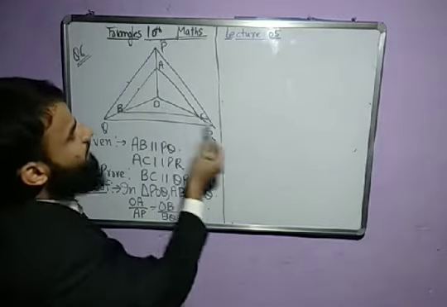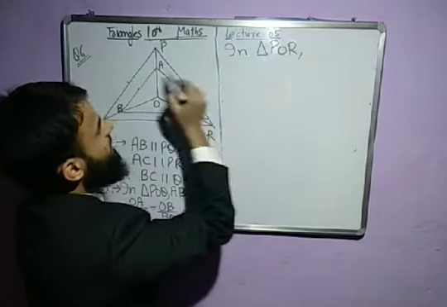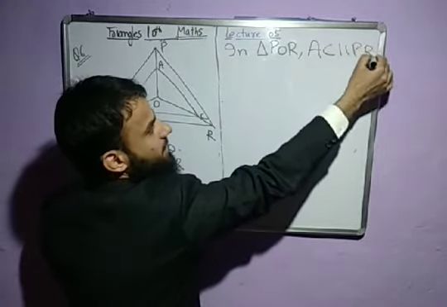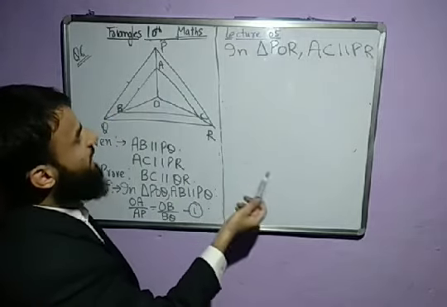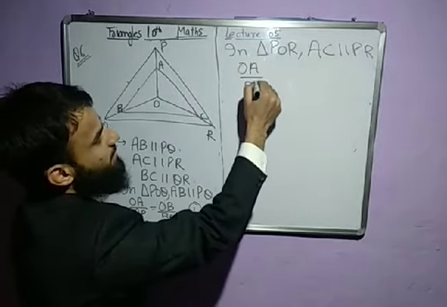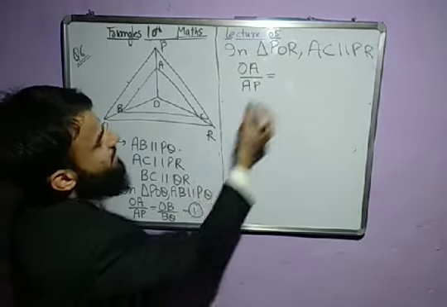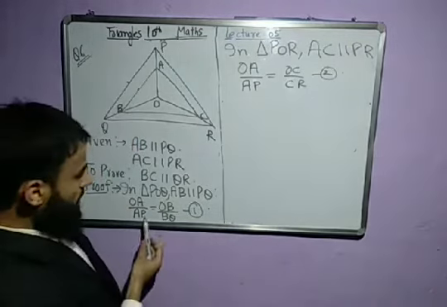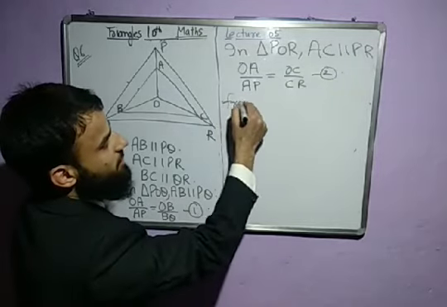Now we'll take the triangle POR. In triangle POR, AC is parallel to PR. So we can use the basic proportionality theorem, and when we do so, we'll get OA divided by AP equal to OC divided by CR. Keep it equation 2. You will see equation 1 and equation 2, they are equal because their left hand sides are equal. So their right hand sides must also be equal.